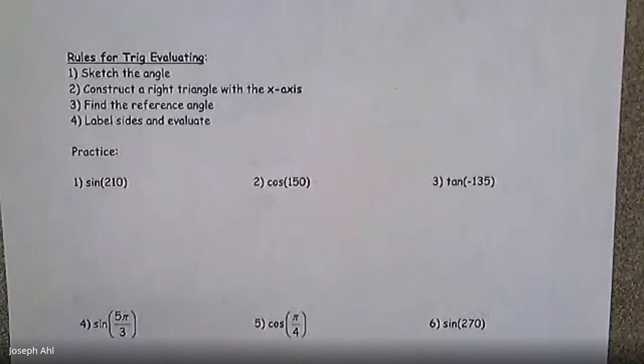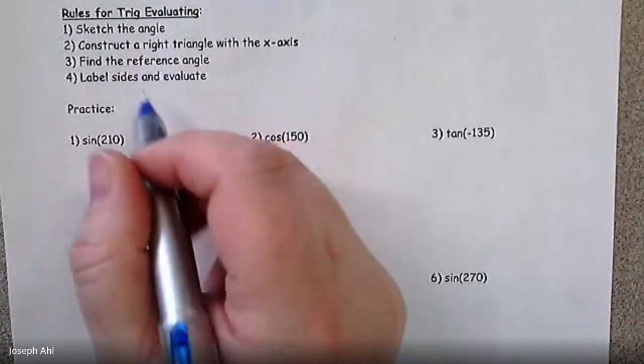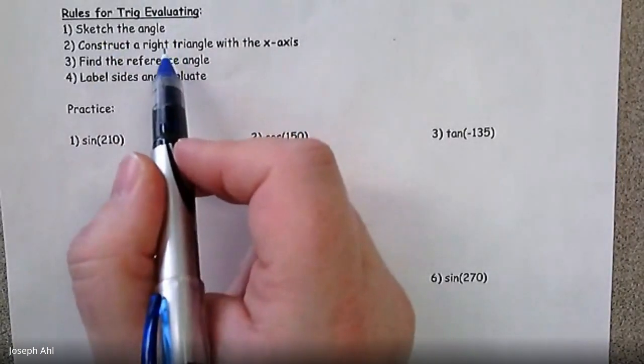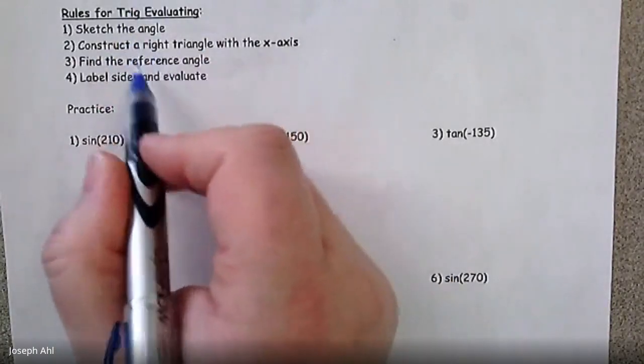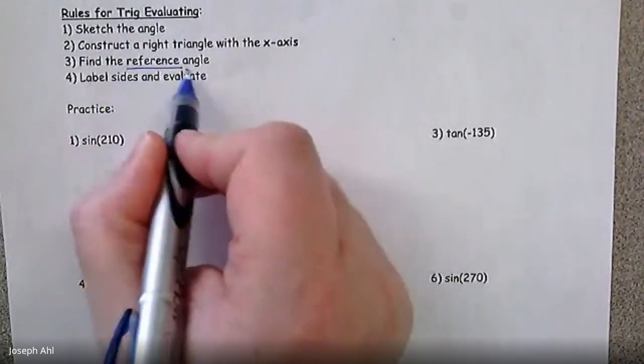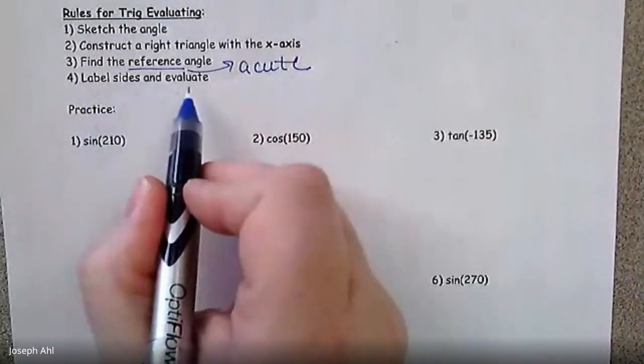Okay, last but not least, rules for evaluating. We're now going to extend beyond just looking at 30, 45, and 60, which all happen to be in quadrant 1. We're going to be able to do something like the sine of 210. And we're going to sketch that angle first. We're going to create a right triangle with the x-axis. Find what's called the reference angle. The reference angle is an acute angle. and then label the sides and evaluate.